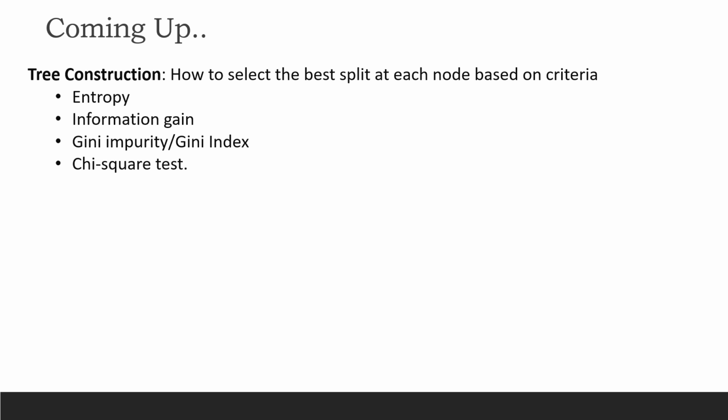So today we are going to continue on that part with the second video in this series and see how a tree is constructed using these four metrics which we discussed in the previous session. So the four metrics are entropy, information gain, Gini impurity, and chi-square test. One by one, we will take each of these metrics and understand how they work.